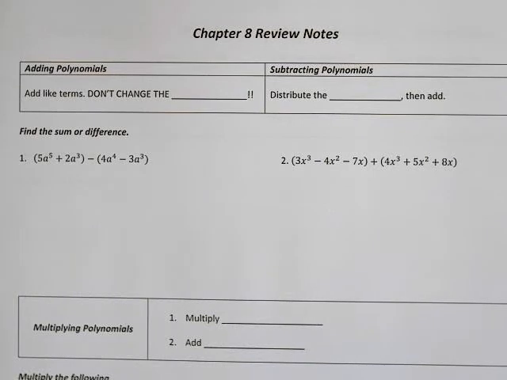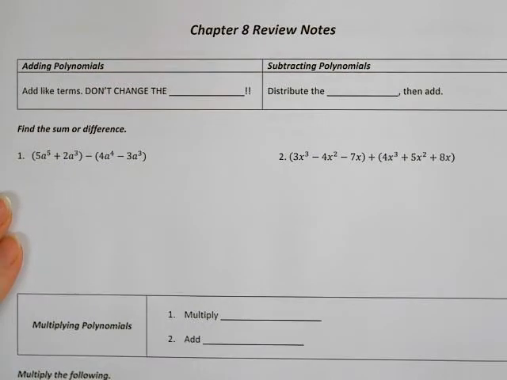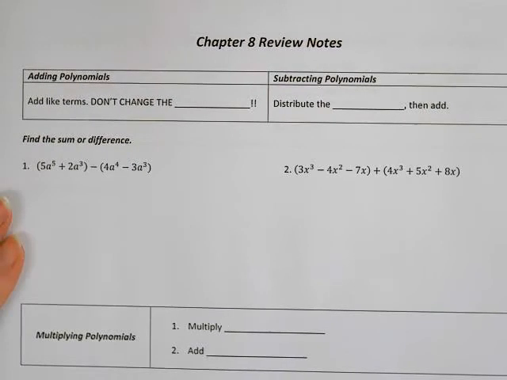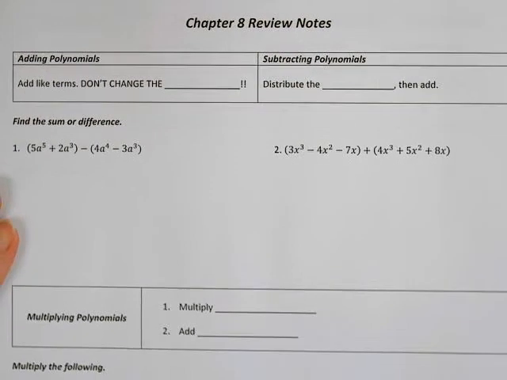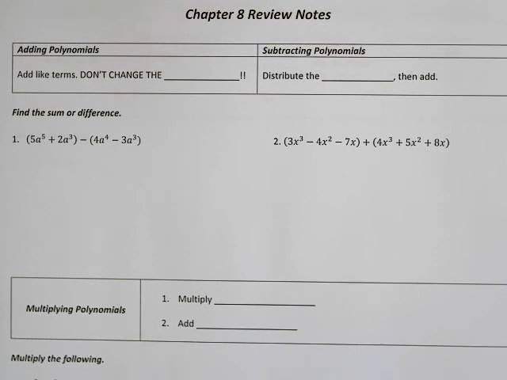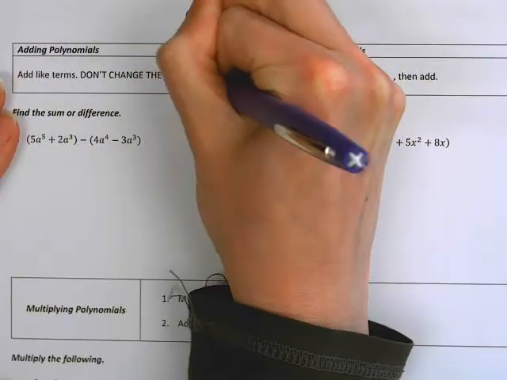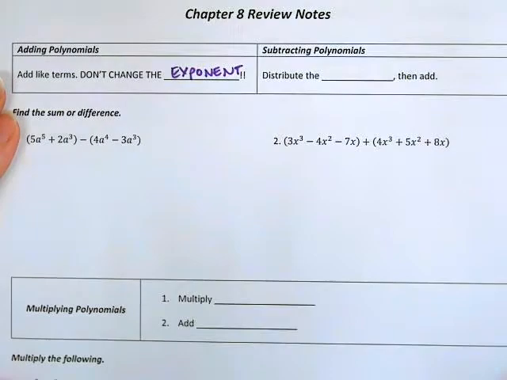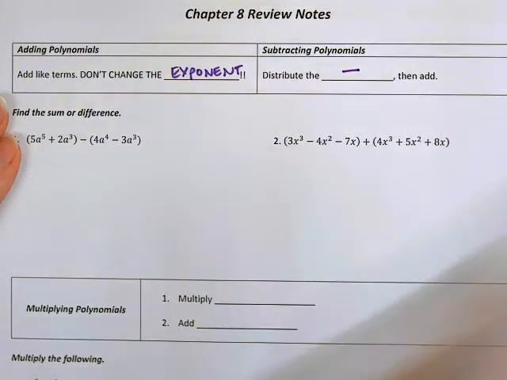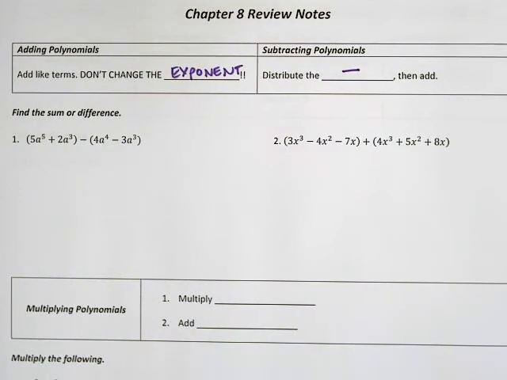All right, this video is on Chapter 8, and Chapter 8 was polynomials and adding, subtracting, multiplying, and factoring. So this was a big one. All right, so adding polynomials: add like terms, don't change the exponent. And then subtracting: distribute the negative first, and then add like terms.